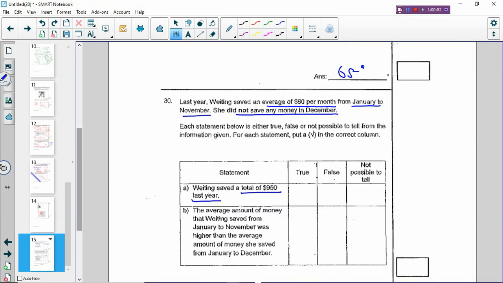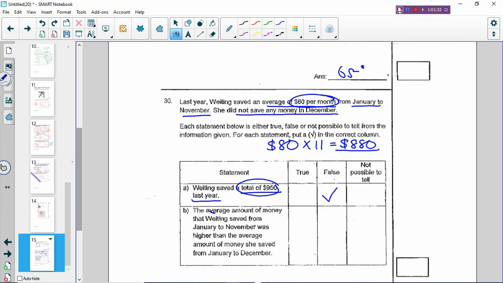So is it true that she saved a total of $950? Now you look at the statement here. She saved an average of $80 from January to November, which is how many months? Which is 11 months. So what is the total money she saved from January to November? So you multiply by 11 months, so that will be a total of $880. And in December, she saved nothing. So which means that how much did she save last year? Did she save $950 last year? No, she only saved $880 last year. So the answer is false. Got it? Alright, next one.